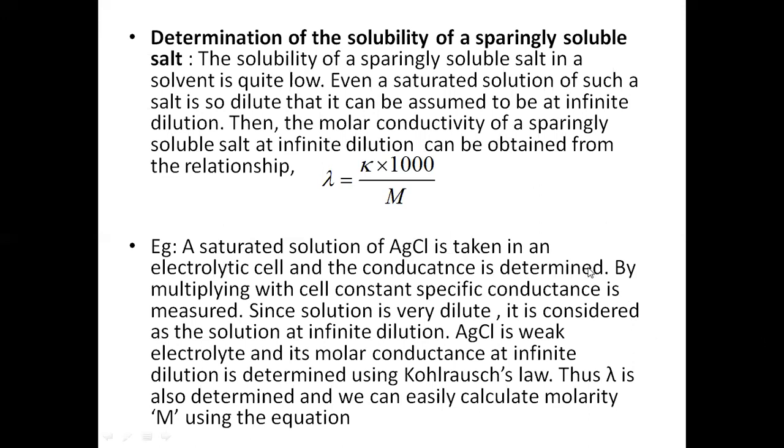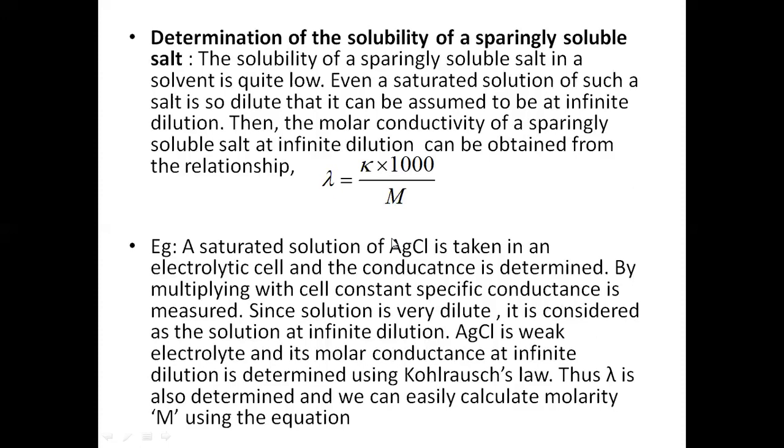Then how can we find M, or the molarity, or concentration? First, we take a saturated solution in an electrolytic cell and find its conductance. Then, if the electrolytic cell has a cell constant, we multiply that conductance with the cell constant, and then we get the value kappa. That is, specific conductance is the product of conductance and cell constant. Then substituting, lambda is the infinite molar conductance at infinite dilution for a sparingly soluble salt.